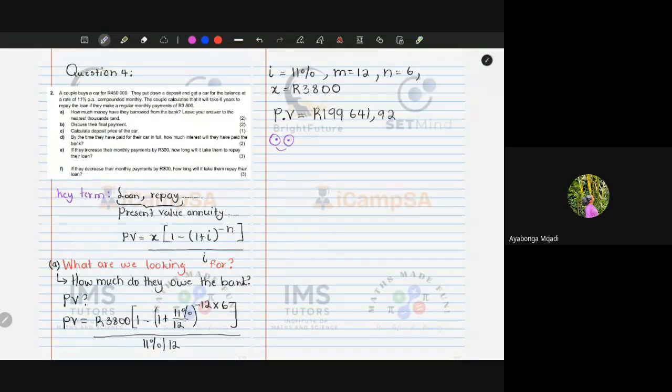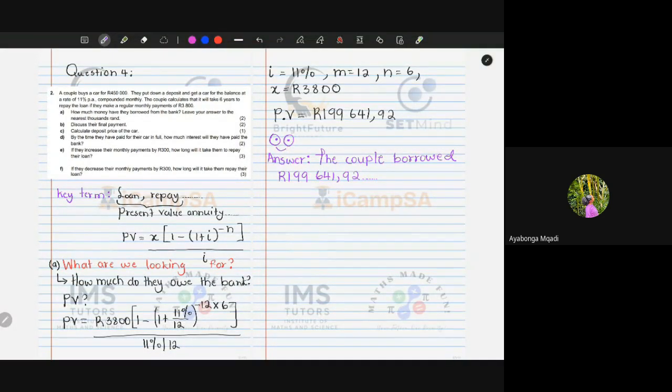So our answer here should be very easy, guys. This is what the couple borrowed from the bank. So answer: this couple, it means it saves. Guys, do you see that they are responsible adults? So we can tell them that the couple borrowed. The question was, how much money have they borrowed? Yeah, the couple borrowed this amount here, 119,641.92 rands. Do you guys understand?